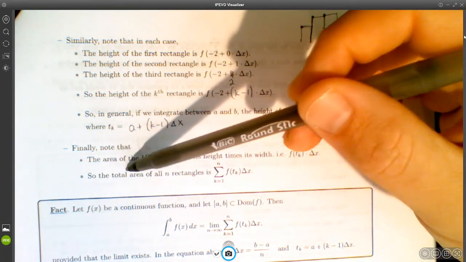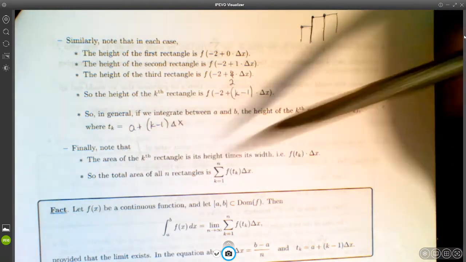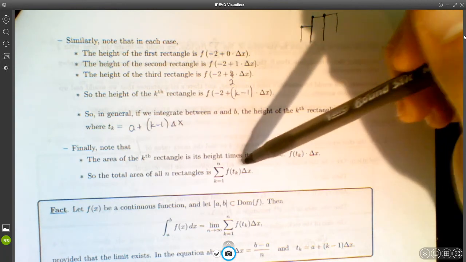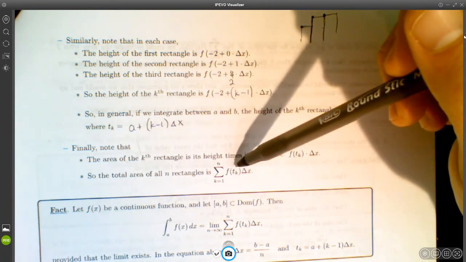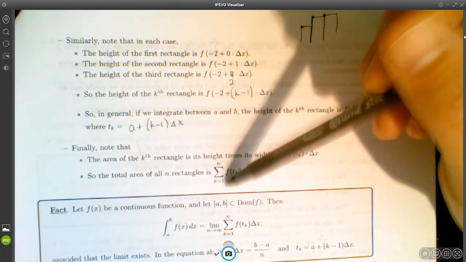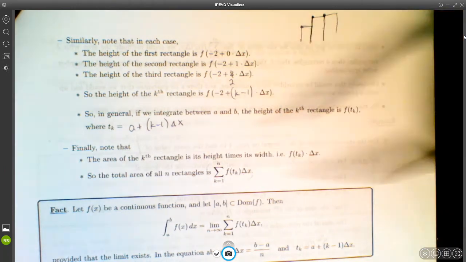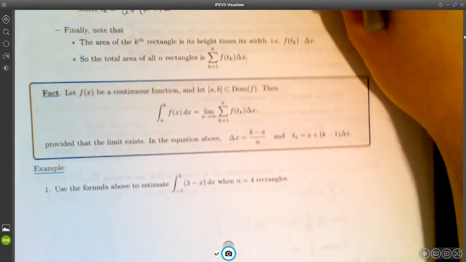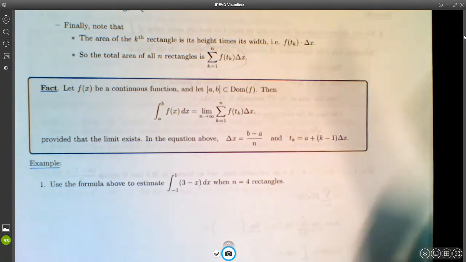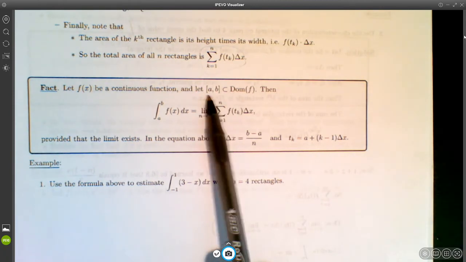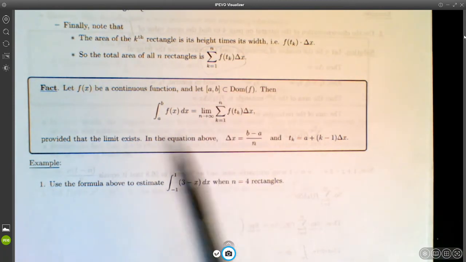So what that tells us is that the total area of all n rectangles that we're using to estimate the area is going to be, well, it's the height times the width for each rectangle, right? So f of t sub k times delta x. And then we're going to add them up, the area of all n rectangles. So this is the formula that we get. So with that formula in mind, now we can say what the integral is in terms of this formula. So let's say f of x is a continuous function, and that the interval from a to b is some subset of the domain of f. This is just so that the function is well defined on the interval we're talking about.